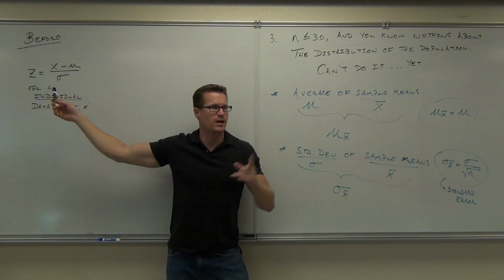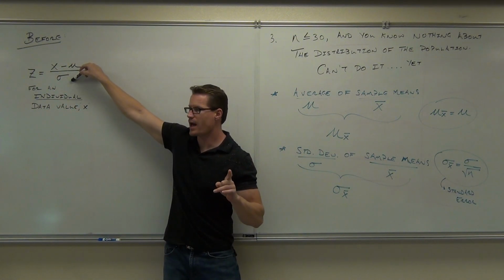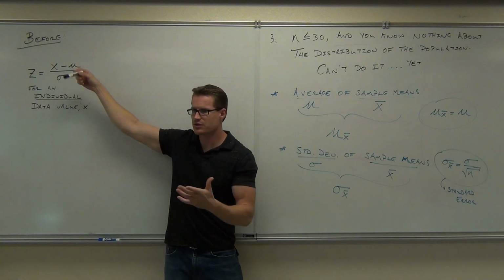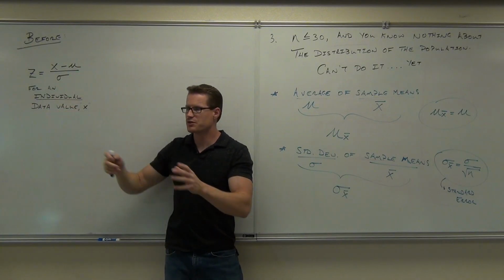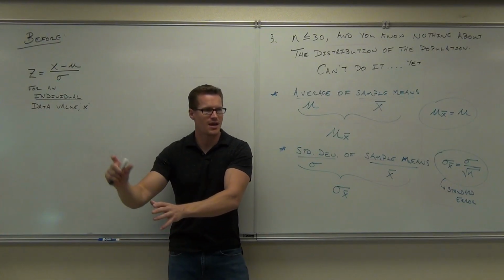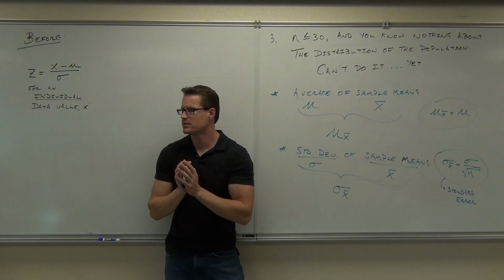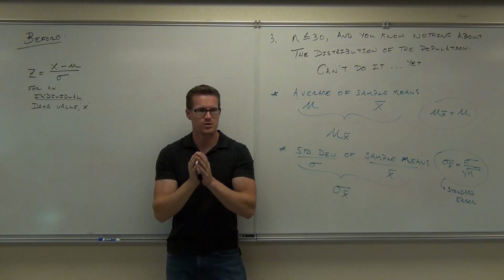But in order to compare a single data value, you have to know this and you have to know that. That's the problem, right? You have to know those things for your population. So if you take a sample, it wouldn't really matter. You'd still have to know the mean and the standard deviation for the whole population to place that one value on that standard normal distribution.